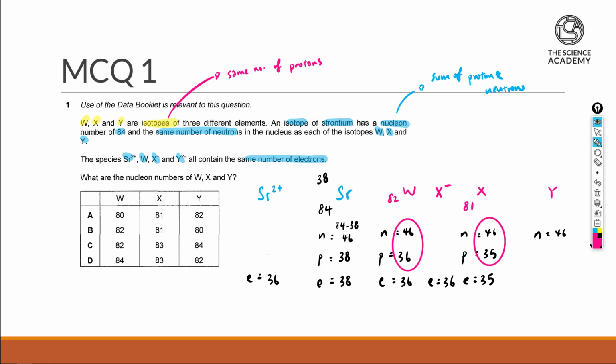Lastly, this was also likened to the Y2 minus ion. The Y2 minus ion has an electron number of 36 as well. So going back to atomic Y itself, we should be looking at 34, because it must have gained 2 electrons to become Y2 minus. So the proton number itself is going to be 34. Summing up the neutrons together with the protons, we're going to hit the value of 80 over here. And as such, if we go back to the choices, we're looking at 82 for W, 81 for X, and a total of 80 for Y for the nucleon number. Selecting that, B will be the correct answer for this question.